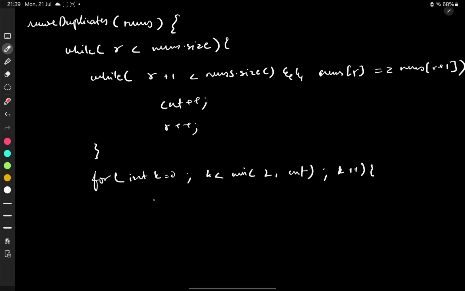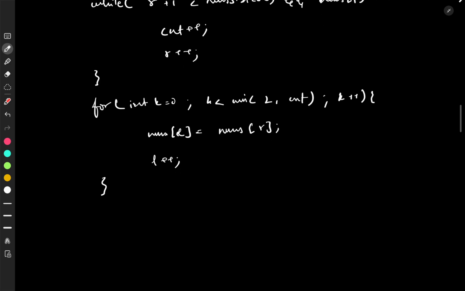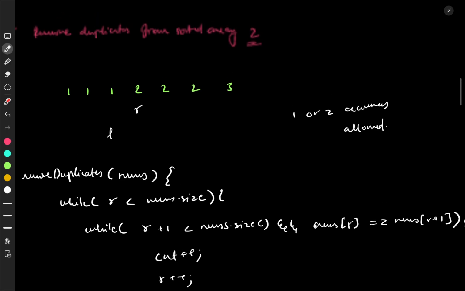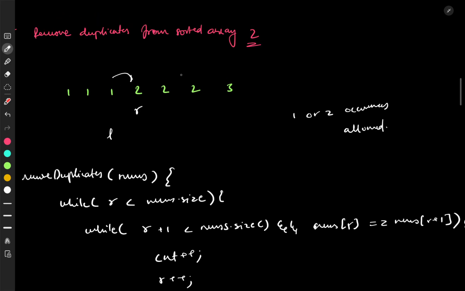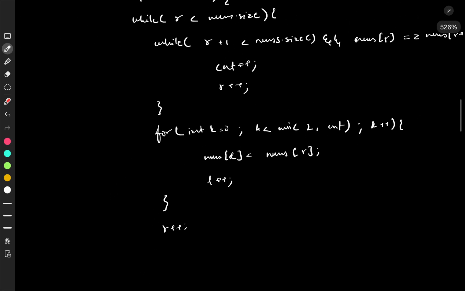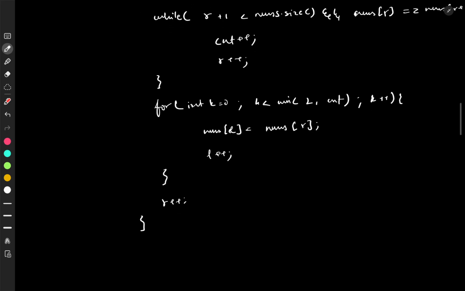What do you do over here? You replace the value at the left pointer. So you say nums[left] equals nums[right], and then you go ahead and increment the left pointer. That's all you do over here, and then you increment the right pointer in order to go to the next number. So if you were here, you go to here, if you were here, you go to here, exactly that. And once all of this is done, you exit from that while loop, correct?